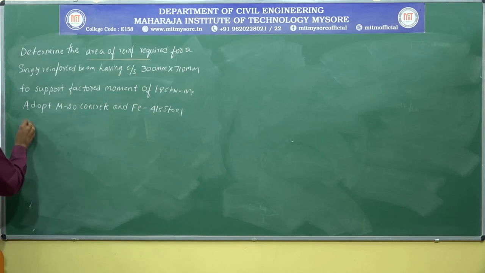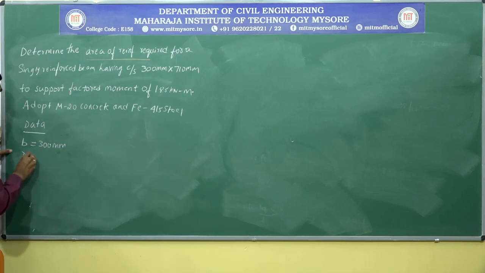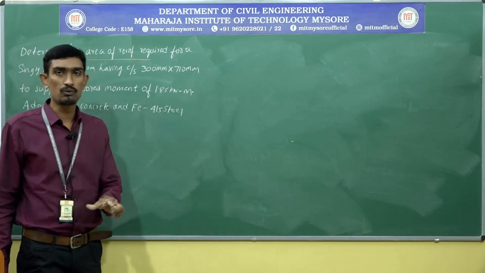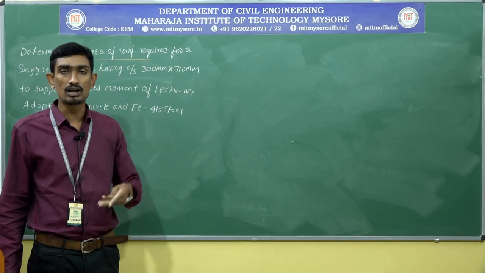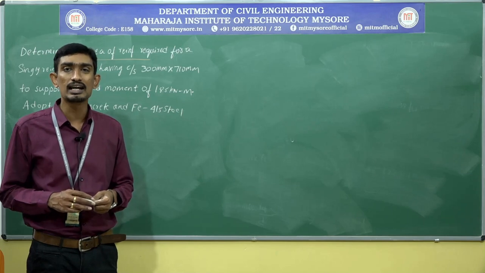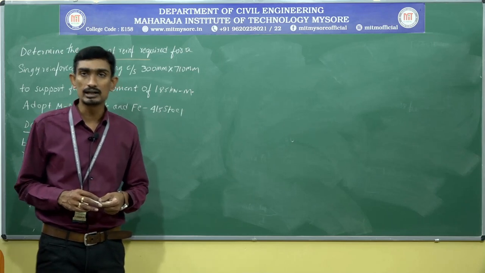Write down in the same way like type 1. The data required are, first, B is equal to 300 millimeter. Is it clear? Okay. Next, since the size of the beam has been given, that means capital D is equal to 710 mm, because nowhere in the problem have they mentioned effective depth or the depth up to the center of tension steel. Since nothing is mentioned, I am going to consider it as overall depth of the beam equal to 710 millimeter.